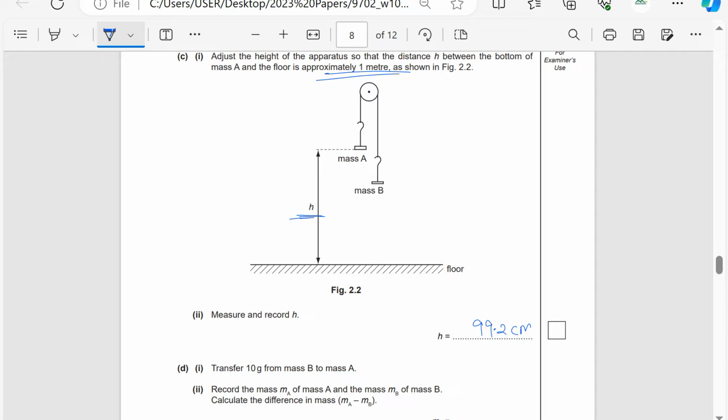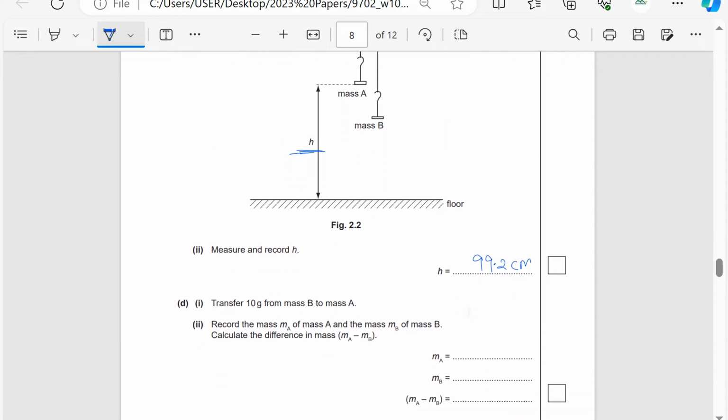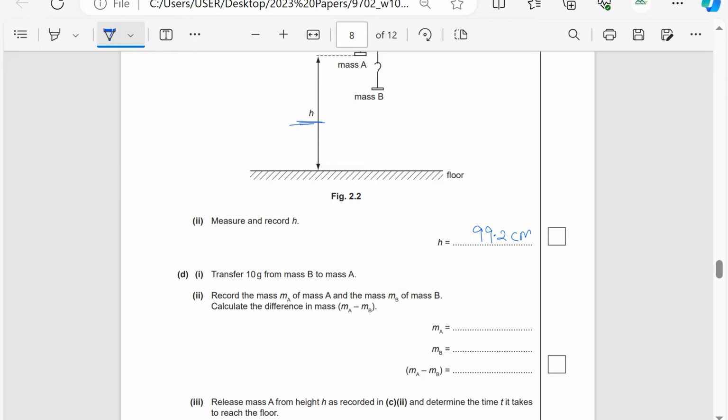So it should be either 99 or 100.0. Of course, it can't be 100.1. That would not be acceptable. Since you are using a ruler, there is no way you can estimate 100.1. It would mean the student introduced a large uncertainty by measuring more than 100. The value should be around 99 because it should be approximately 1 meter, which is 100 centimeters.